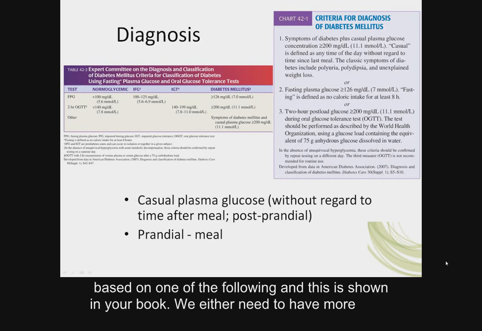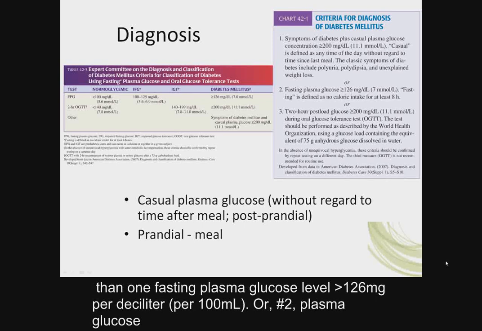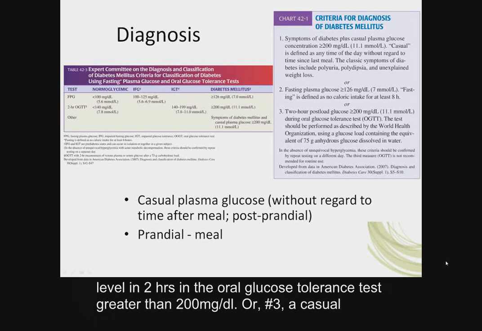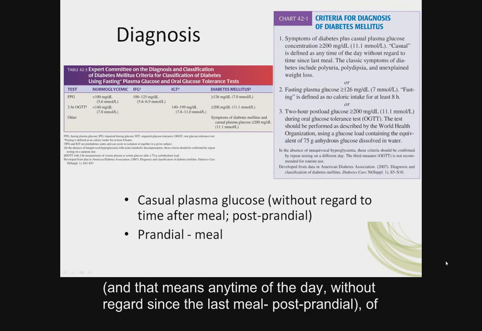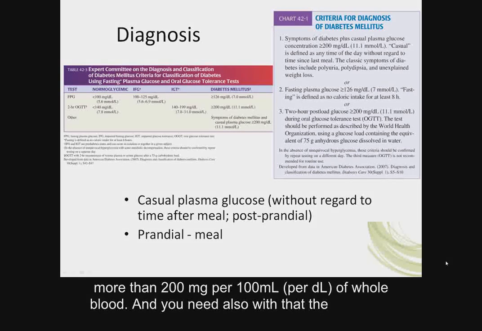You either need to have more than 1 fasting plasma glucose level greater than 126 milligrams %, or 2 plasma glucose levels in 2 hours in the oral glucose tolerance test greater than 200 milligrams per deciliter, or number 3, a casual, and that means any time of the day without regard since the last meal, postprandial, of more than 200 milligrams per deciliter of whole blood.